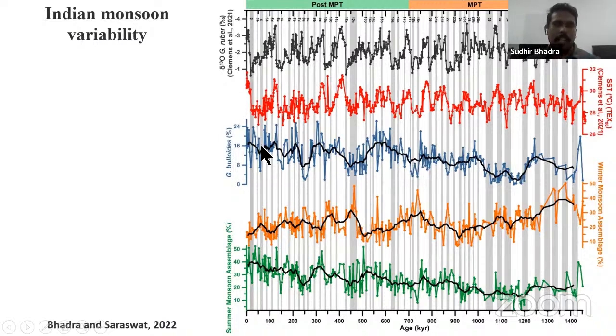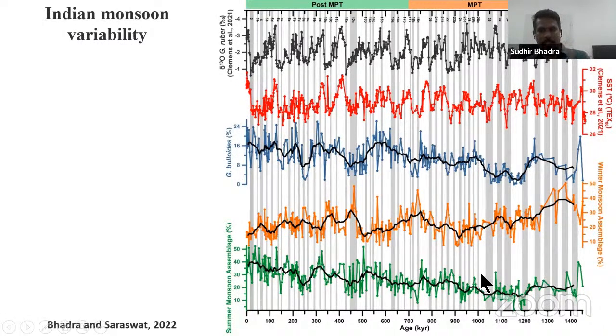When we plotted G. bouloides, in the previous slides, we saw that bouloides is indicating upwelling in the Bay of Bengal. So upwelling only happens in the Western Bay of Bengal during the summer monsoon. This also is showing an increase during the interstadial periods and a decrease during the stadial periods. That also supports the SST data published by Clemens et al., which is also higher during the interstadial periods, because the high summer monsoon and rainfall will create more water column stratification, and that will result in warmer sea surface temperature also.